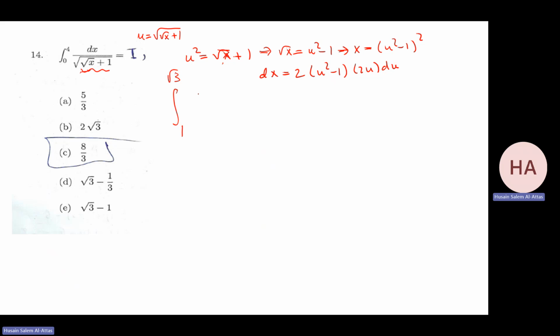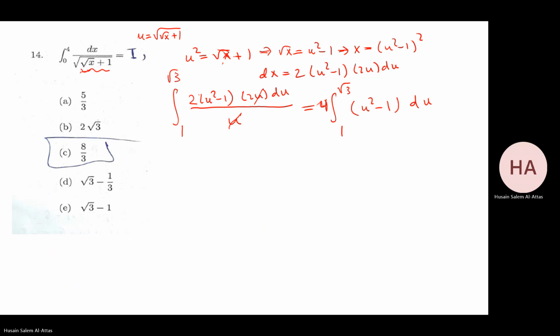Now I plug everything in. That will be 2 times u squared minus 1, times 2u du. This will be dx, and that will be u. Now this u will go with that u, and the result is very easy: 4 times u squared minus 1. Let me take the 4 outside. du from 1 to square root of 3. So that will be 4 times u cubed over 3 minus u, from 1 to square root of 3.